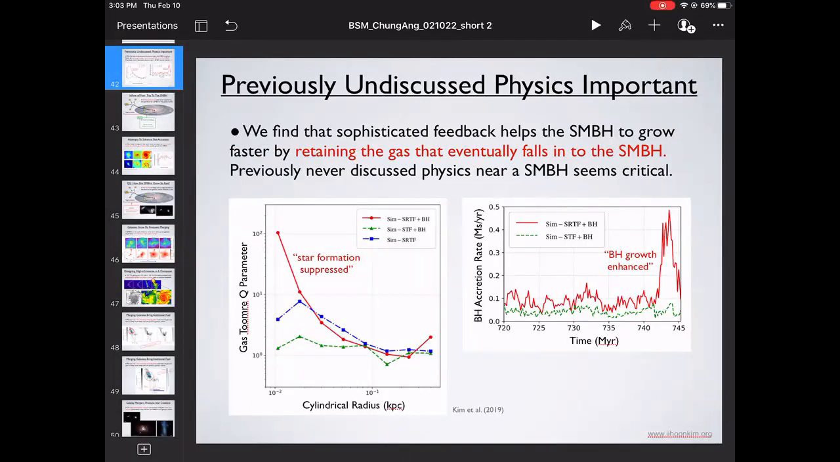So let me say this. At the moment, what we can do is resolve simultaneously the galactic scale and the Bondi radius of the supermassive black hole, which is defined as the sphere of influence of gravitational interaction. Inside that radius, the black hole is the most dominant gravitational source above any other components such as gas or stars. That's the Bondi radius, and that's all we can do.